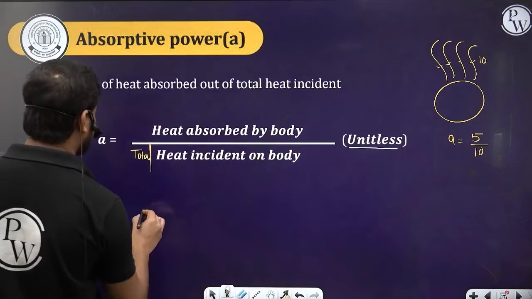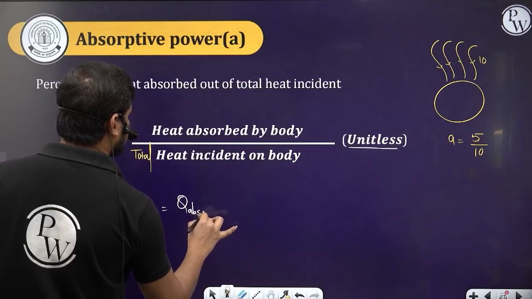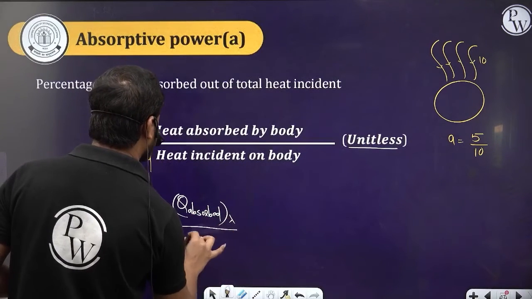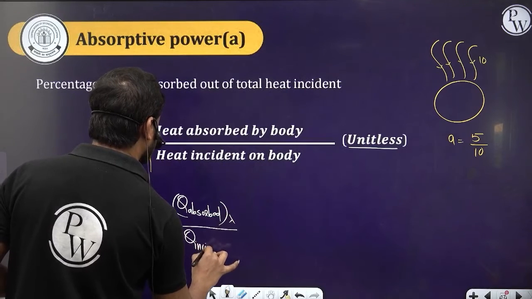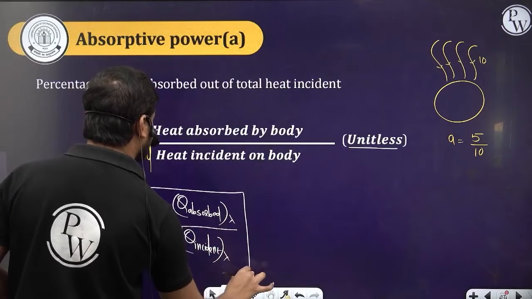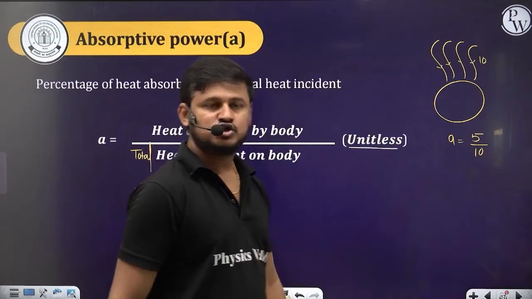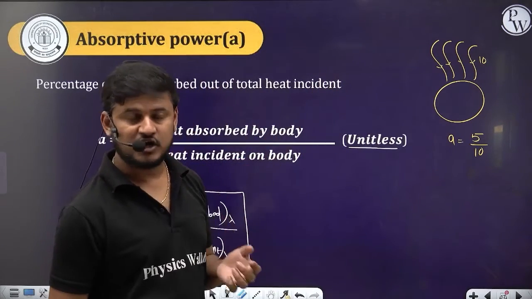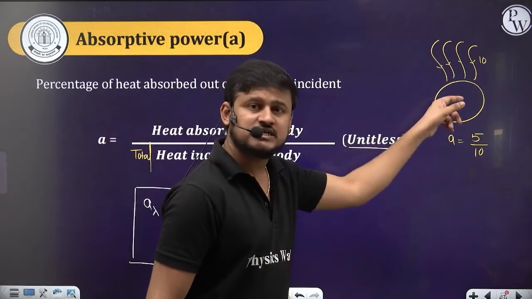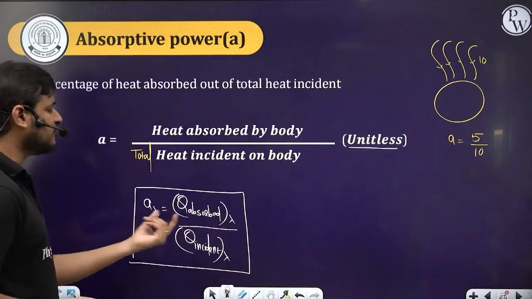You can do it for a particular wavelength also: the Q absorbed for that particular wavelength by the total heat incident of that particular wavelength. Let's say you want to find the absorptive power for green on this body. Some 10 radiations fall, out of which some 6 are green. In that 6, it absorbed only 2 of the green. So 2 by 6 will be the absorptive power for the given wavelength.